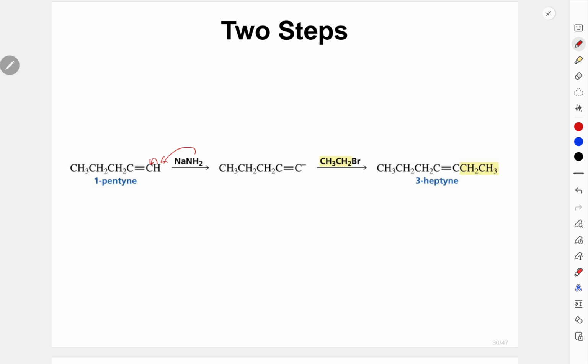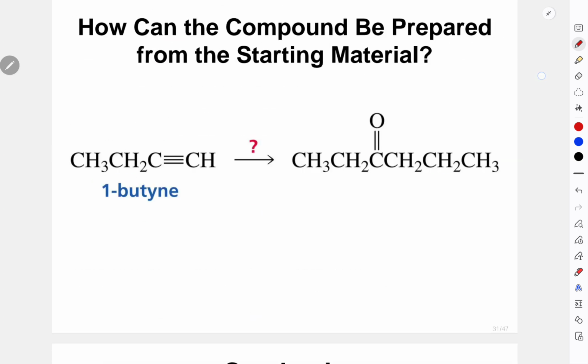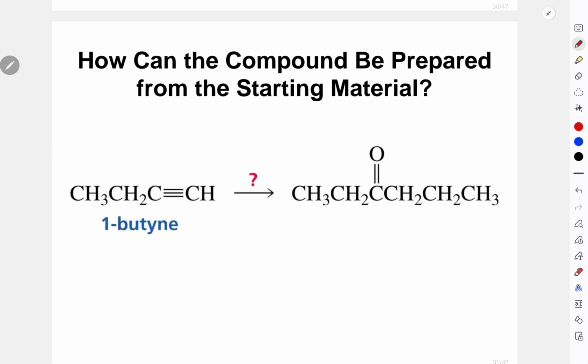Okay? So knowing all about this, and knowing the addition type reactions that we just discussed before, perhaps you can propose the synthetic pathway. Starting from this substrate, you should be able to synthesize this product. So how can this compound be prepared or synthesized from this terminal alkyne?